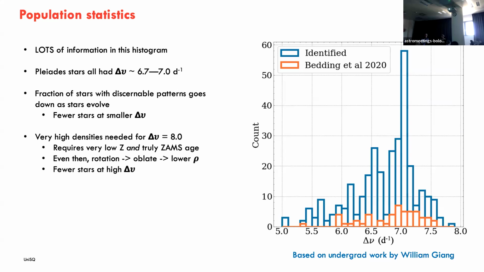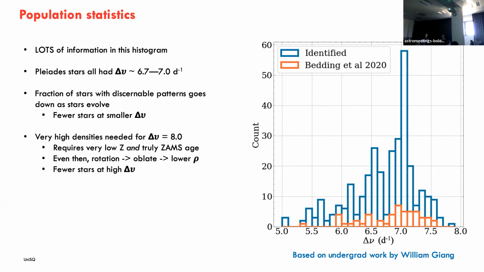You need very high densities to get delta nu near 8 cycles per day. That requires a really low metallicity, because lower metallicity stars are denser. That's basically because there's lower opacity, and the effect of opacity is to puff the star up, right? So lower metallicity, less opacity, denser star. And you need a truly ZAMS star. You need the star to be at its densest point to achieve delta nu near 8 cycles per day.